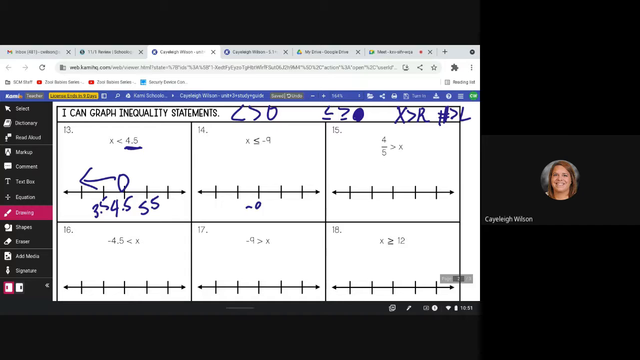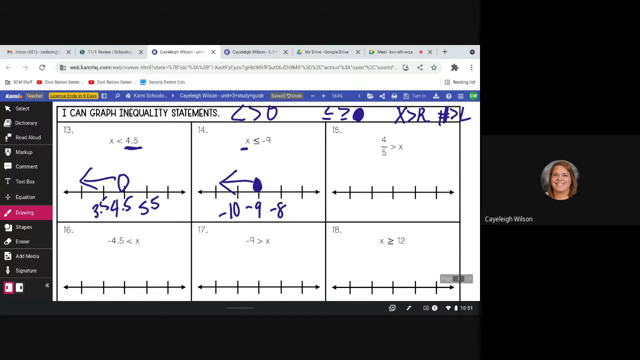All right, this one, negative 9 in the middle. I subtract 1 on the left. I add 1 on the right. This is a solid circle, and it's eating the number again. So it's saying x is less than or equal to negative 9, so I go to the left.